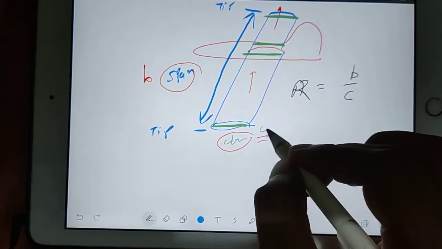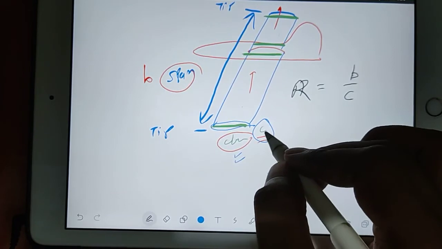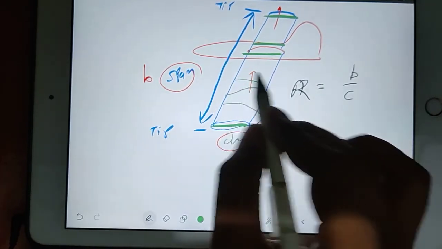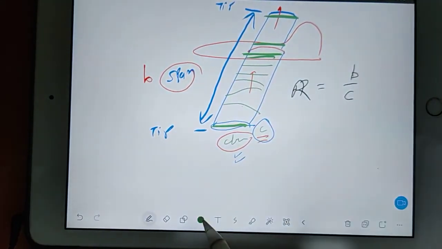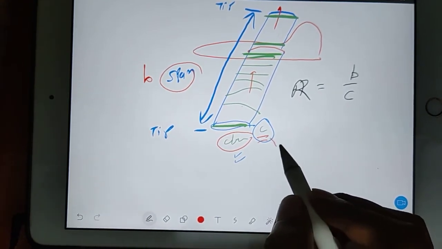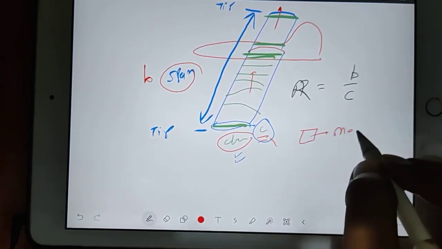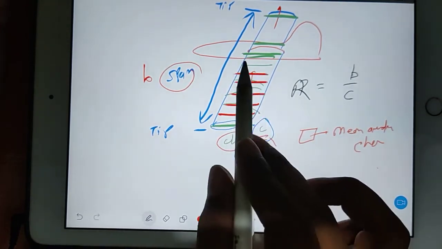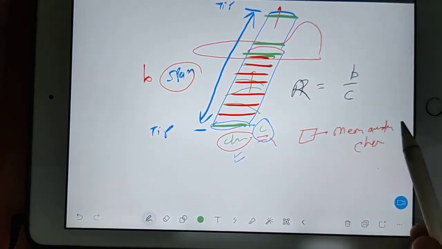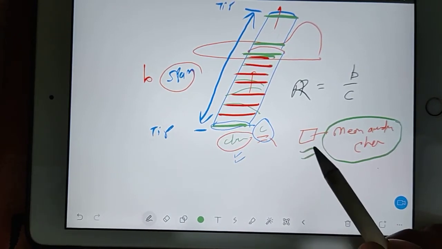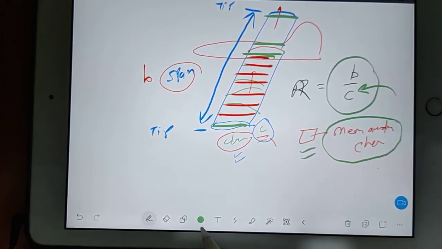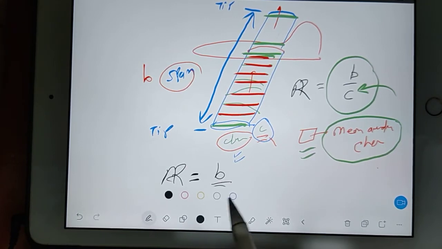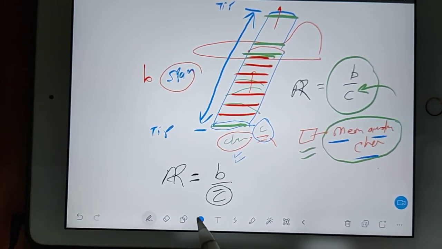Now sometimes what happens, this C value we are seeing here will not be the same for every airfoil. Sometimes the airfoil can be twisted, and the C value may change for every airfoil. So at that time we go for the average C. There is a method to calculate the mean aerodynamic chord. When every airfoil has a different chord, we go for the mean aerodynamic chord using a method. That mean aerodynamic chord we substitute in this formula. Then your aspect ratio will be B by C bar. C bar is the symbol for mean aerodynamic chord.